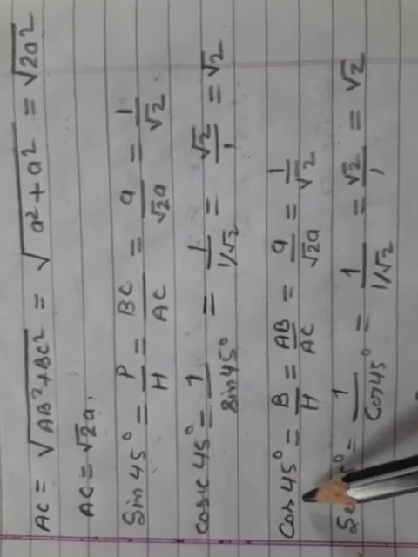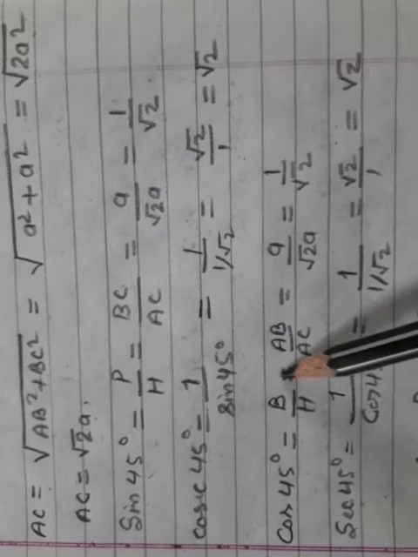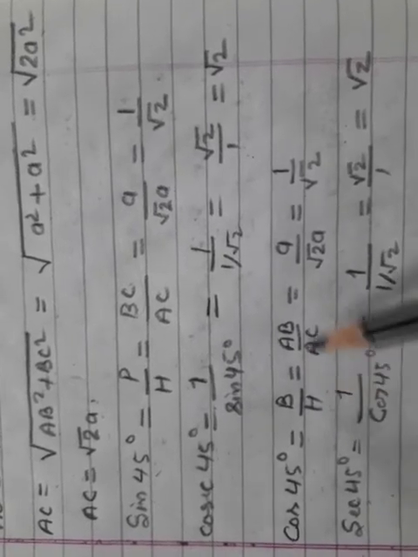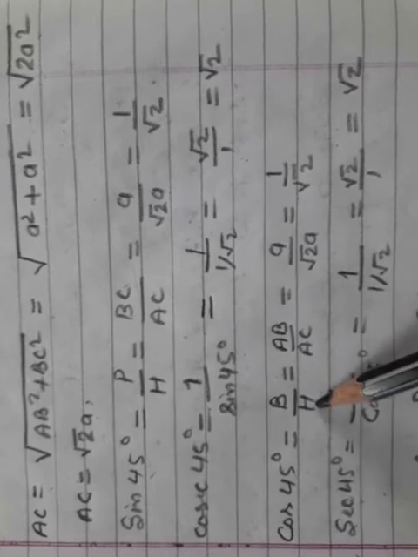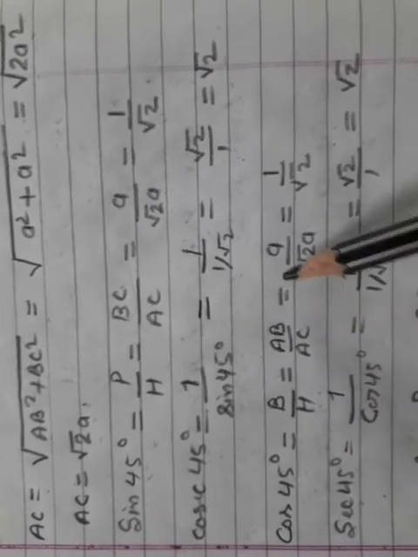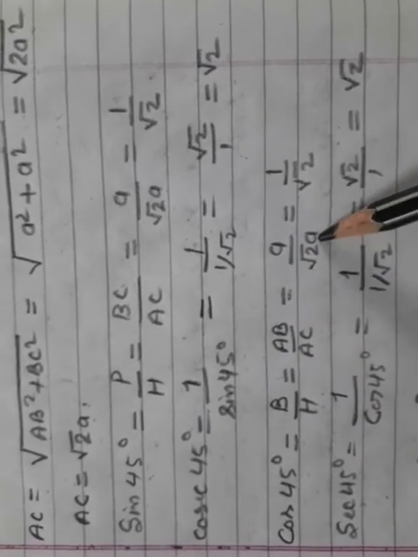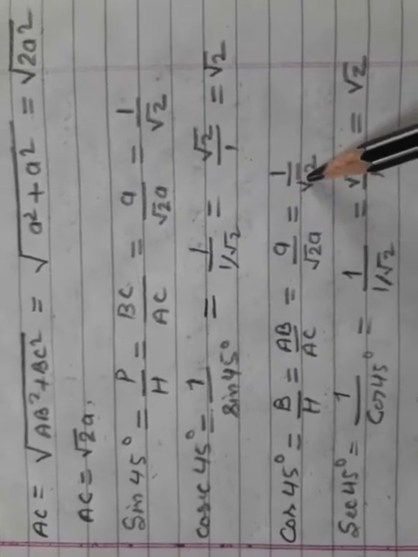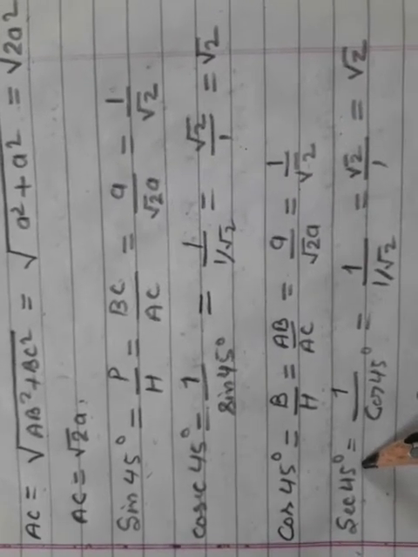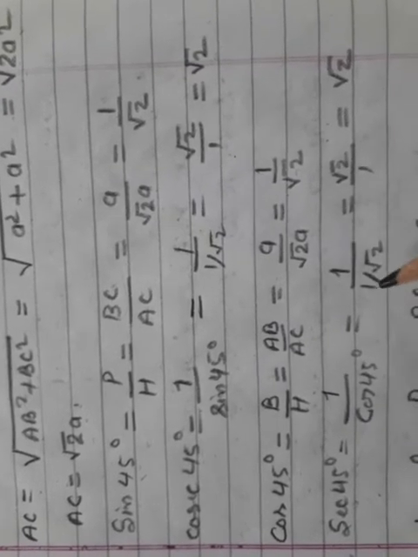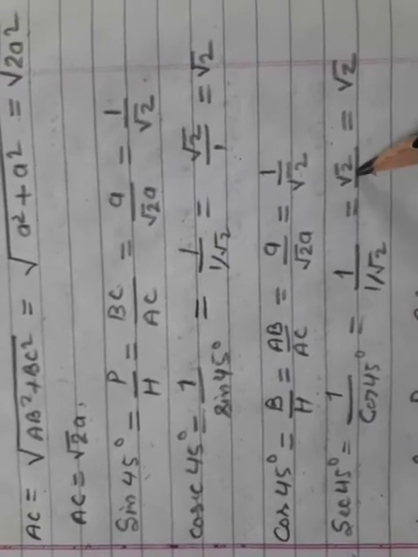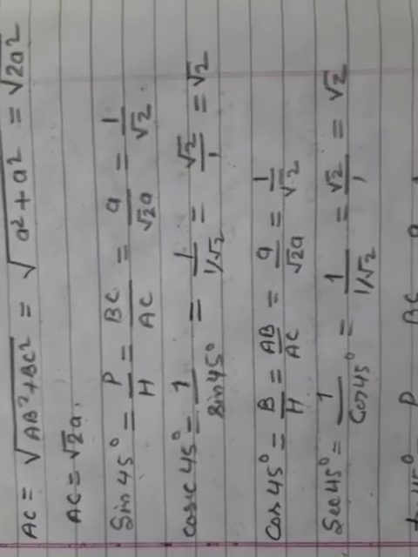Cos 45 is equal to B by H, base upon hypotenuse. Base is given by AB and hypotenuse is given by AC. So a upon under root 2a. So this one is also 1 by under root 2. So sec 45 degree is just the opposite of cos 45 degree. 1 upon 1 by under root 2. This one is root 2, equal to root 2.